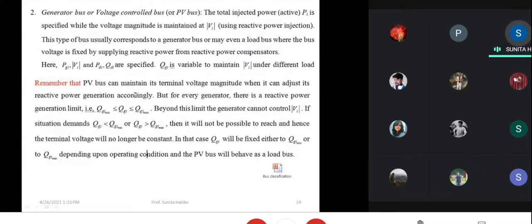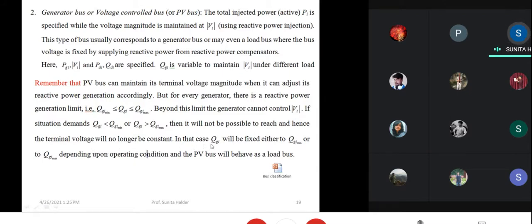Remember that a PV bus can maintain its terminal voltage magnitude when it can adjust its reactive power accordingly. But for every generator, there is a reactive power generation limit, minimum or maximum. Beyond this limit, the generator cannot control the output voltage. If the situation demands QGi less than QG minimum, or QGi greater than QG max, then it will not be possible to reach that. So the terminal voltage will no longer be constant.